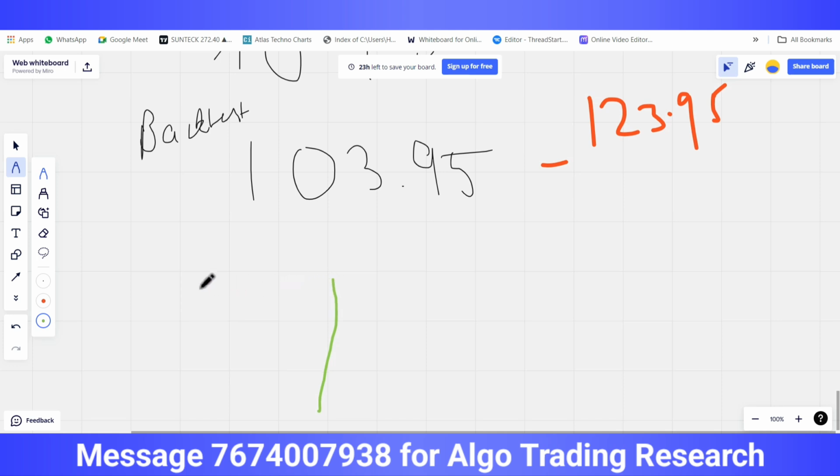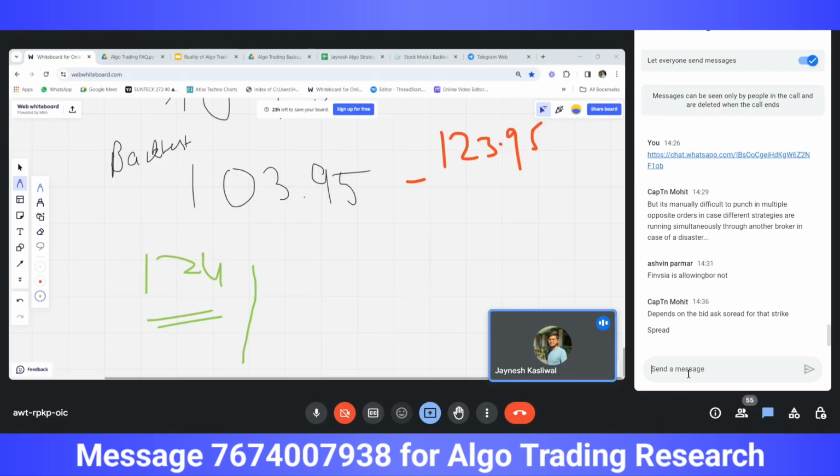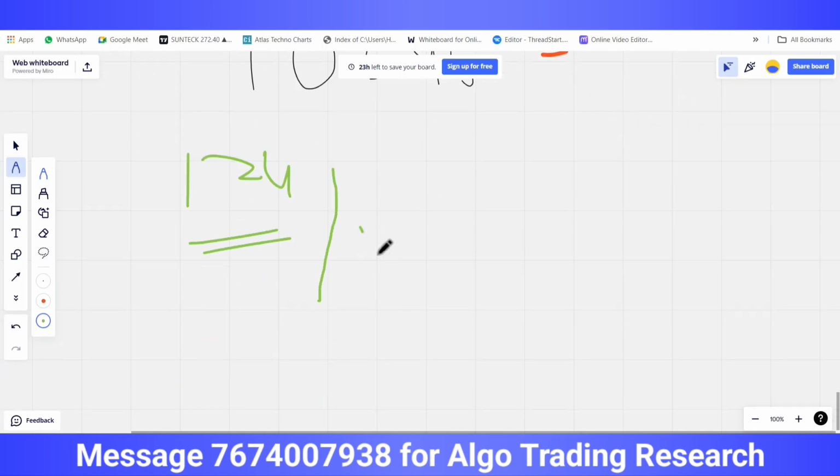The candle had a high of 124. What will happen now? Can anyone think what will happen? The candle has a high of 124, and after that, the option price fell to 100, or let's say it closed at 90 rupees at the end of the day.